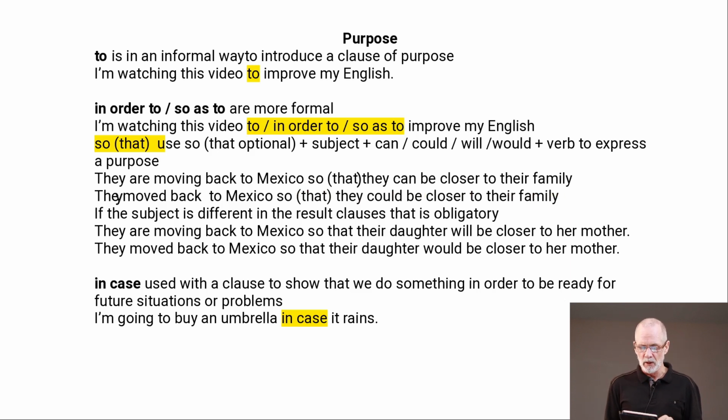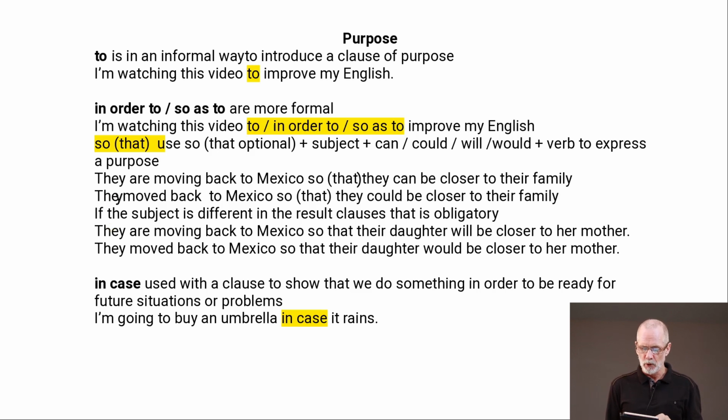Other examples, they moved back to Mexico so that they could be closer to their family. Or without the "that", they moved back to Mexico so they could be closer to their family. The difference is that the first one is in the future, they're moving back with "can", so that they can, and this one is in the past. They moved back to Mexico so they could be close to their family. So in those two examples, the subject is the same in both clauses.